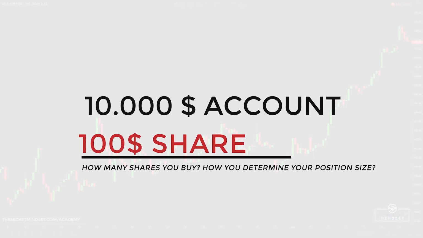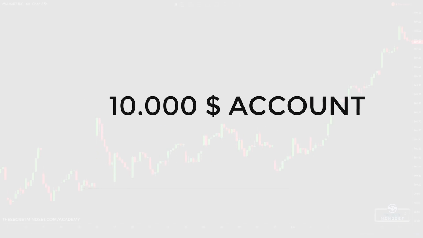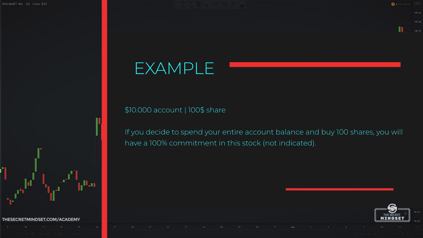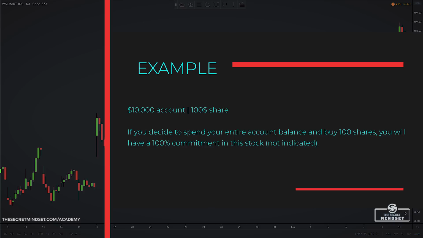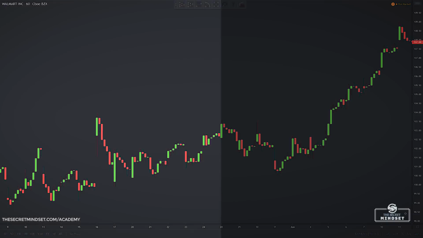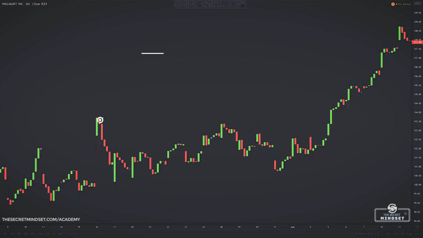Let's say you have $10,000 in your account and there's a stock valued at $100 you like and want to buy. Do you buy 100 shares, 10 shares, or some other number? This is the question you must answer. How to determine your position size? If you decide to spend your entire account balance and buy 100 shares, then you will have a 100% commitment in this stock, and this is not indicated. Also, in taking a position that represents a large portion of your total portfolio, there is also the opportunity cost involved. You would have to pass up other trades that you may have liked to enter.